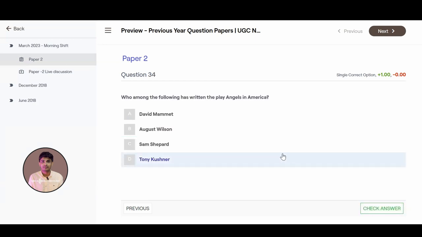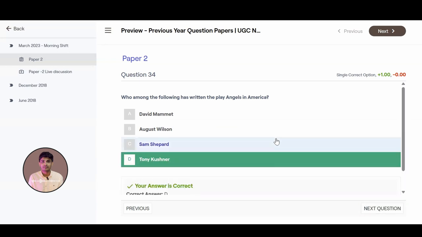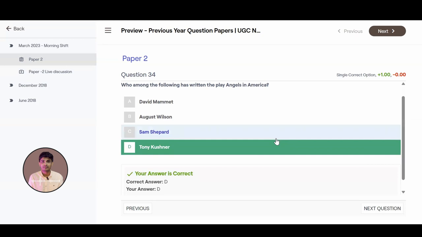All right. 34th question. Who among the following wrote the play Angels in America? Let's go with D, okay. Tony Kushner is the answer. He wrote Angels in America, and it was first performed in 1991. It gained widespread acclaim for its exploration of the HIV/AIDS crisis and its impact on American society in the 1980s. So Tony Kushner's Angels in America dealt with themes related to the HIV/AIDS crisis, and it dealt with American society of the 1980s.